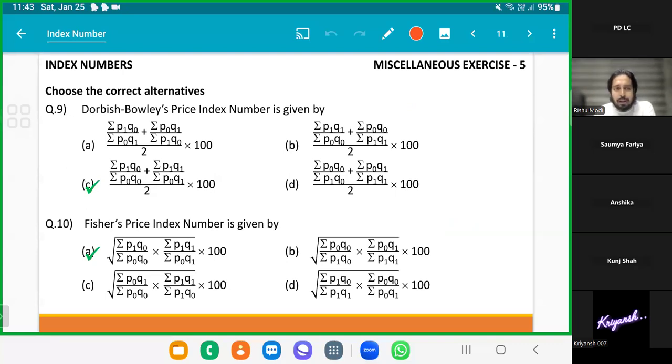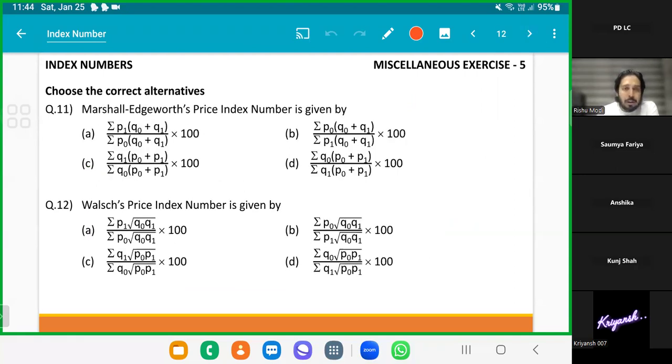Now we are left out with Marshall-Edgeworth and Walsh. So Marshall-Edgeworth is nothing but summation P1 into the summation of the quantities. So that is nothing but option A, P1, Q0, Q1, P0, Q0 plus Q1 into 100. Walsh's price index number says that it is a geometric mean of the quantities. You multiply that by the price. So again, numerator is P1, denominator is P0, that is fixed. We multiply by the geometric mean of the quantities. So that is root of Q0, Q1 in the numerator as well as in the denominator. So question number 11, then question number 12 becomes option A.